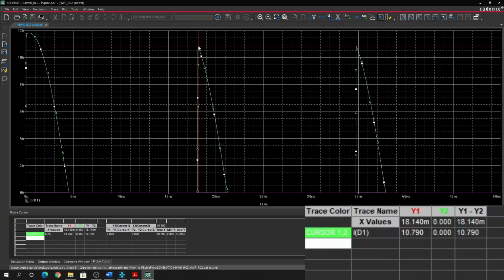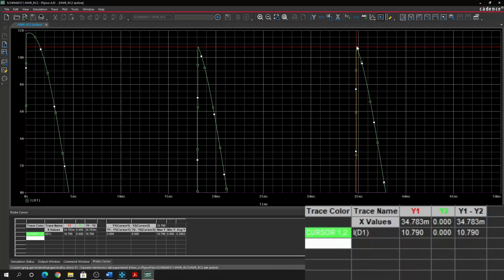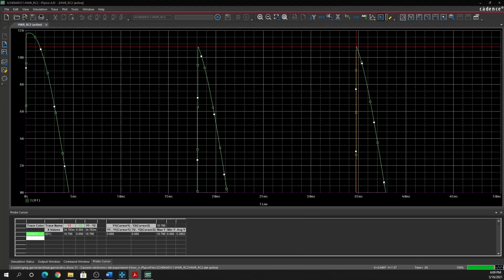In the second period, the peak diode current is 10.790 amperes. Now let's measure the peak diode current at the third period. Here in the third period, we also recorded the same peak diode current, 10.790 amperes. So it just means that the steady state values are characterized by waveforms beginning and ending a period at the same values. Now let's measure the steady state peak capacitor current.